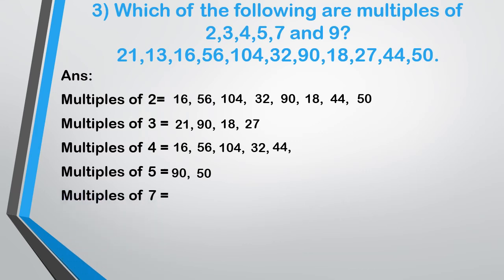So the next multiples of 7. 21 comes in 7 table, then 56. Okay, only these two numbers are multiples of 7. Then multiples of 9. You can use 9 table. 21 no, 13 no, 16 no, 56 no, 104 no, 32 no, 90 comes in 9 table. Then 18, 9 2s are 18, then 9 3s are 27. Okay. So these are the multiples of 2, 3, 4, 5, 6, 7.